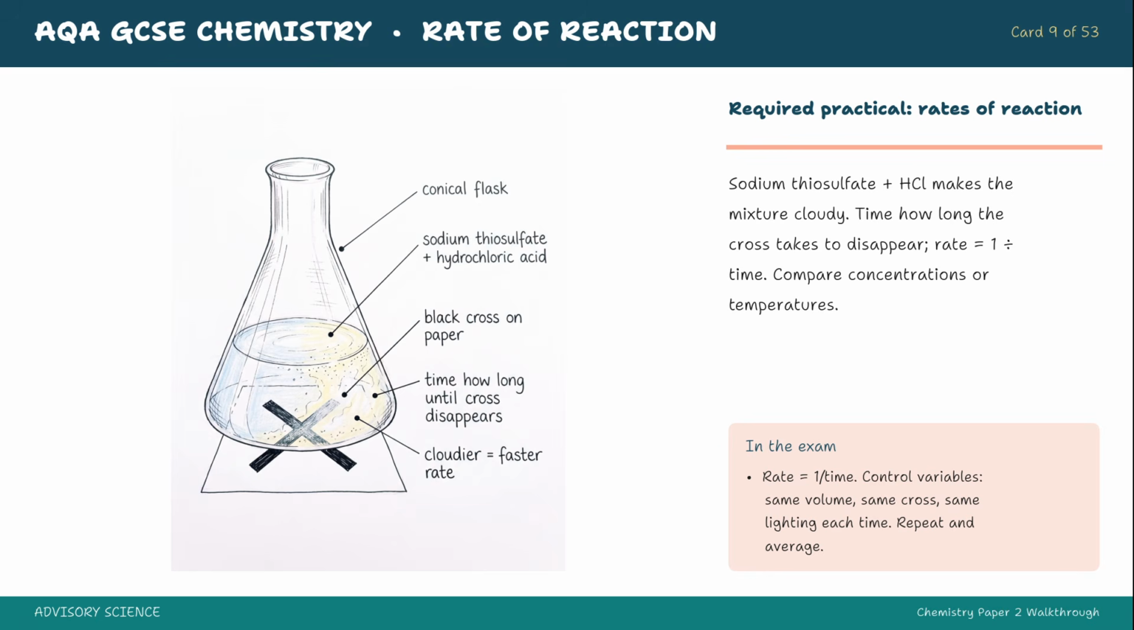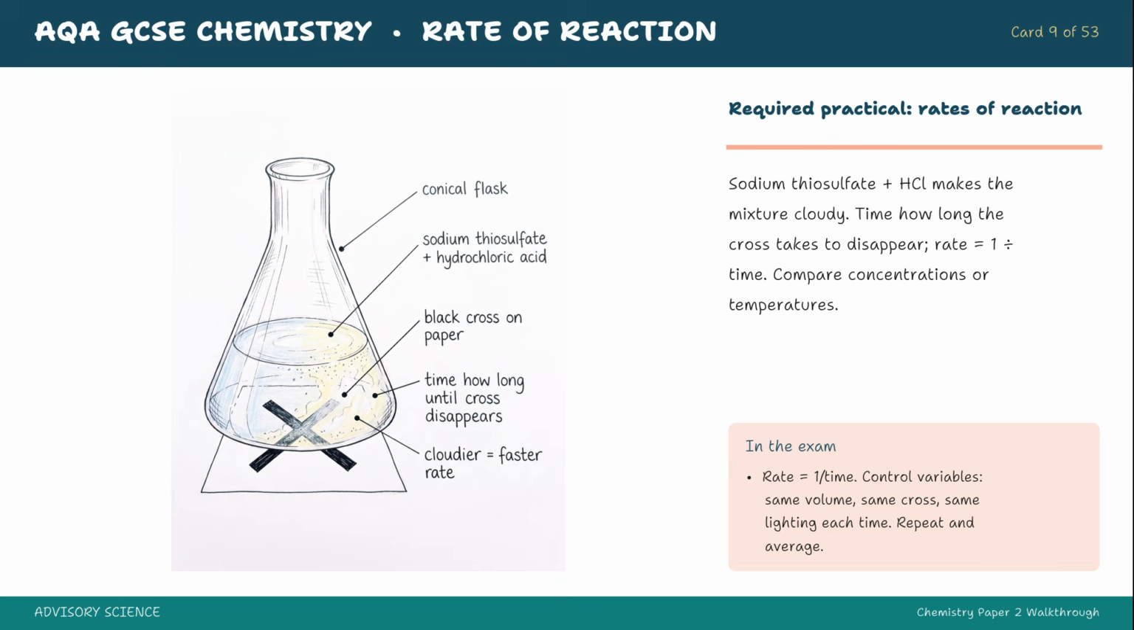Required practical, rates of reaction. The classic rates required practical involves reacting sodium thiosulfate with hydrochloric acid. As these two clear solutions react, they produce a fine yellow precipitate of sulfur, which gradually turns the solution cloudy. To measure the rate, you place the reaction flask over a piece of paper marked with a black cross and time how long it takes for the cross to completely disappear. A shorter time means a faster reaction rate.